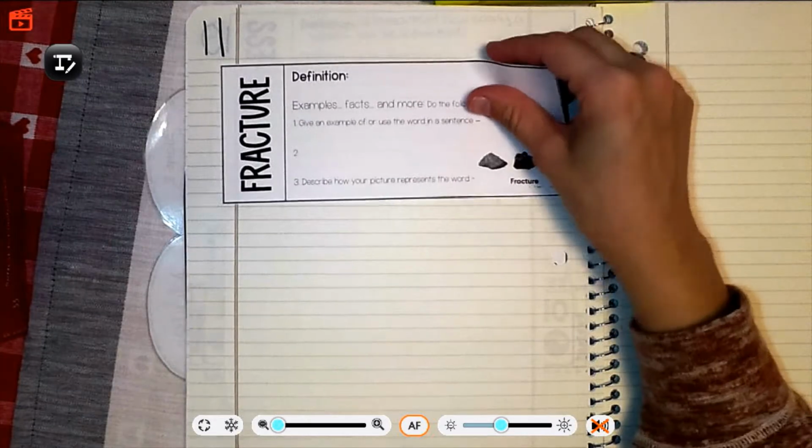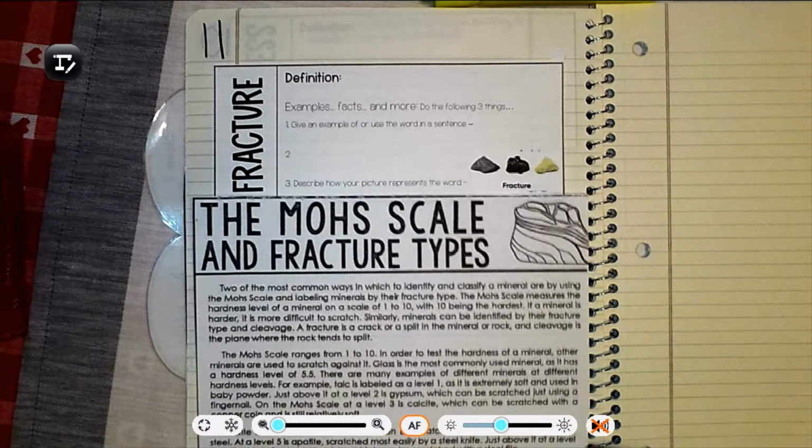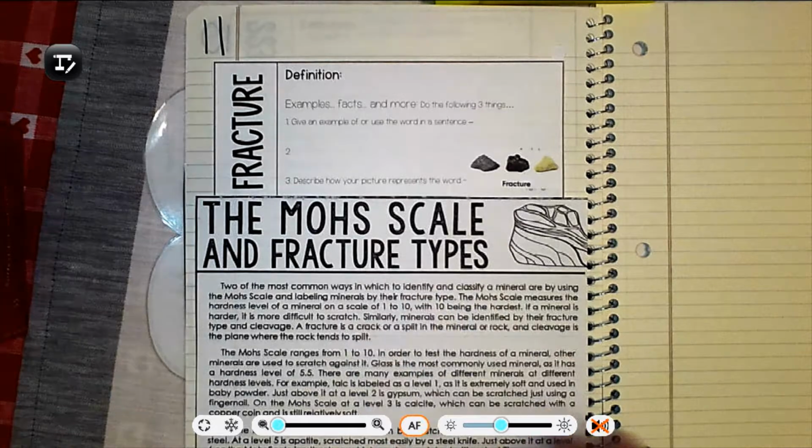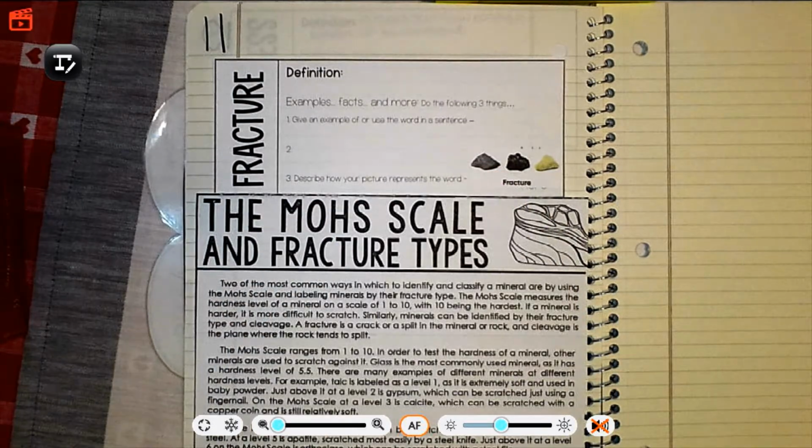Okay, working on page 11. You're going to need your vocab word fracture with this picture glued on, and also this reading passage cut out. So go ahead and pause the video, get those ready, and then get back here when you've got them ready to go.